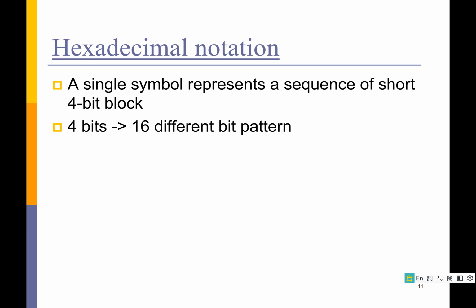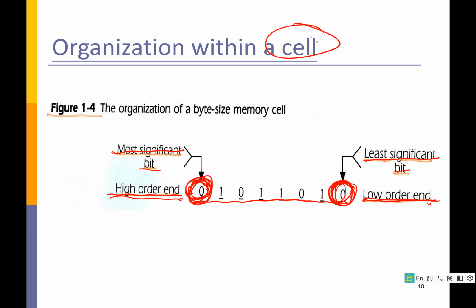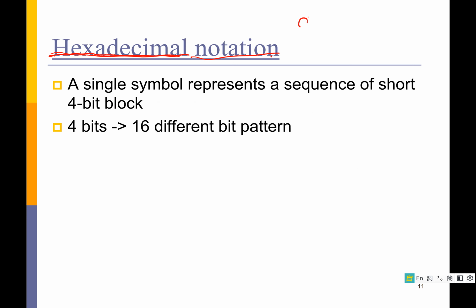Okay? Now, we're going to introduce the so-called hexadecimal notation. What is hexadecimal? What is decimal notation? Decimal notation is a notation we use every day. It's base 10 (十进位). Okay, hexadecimal is base 16 (16进位).